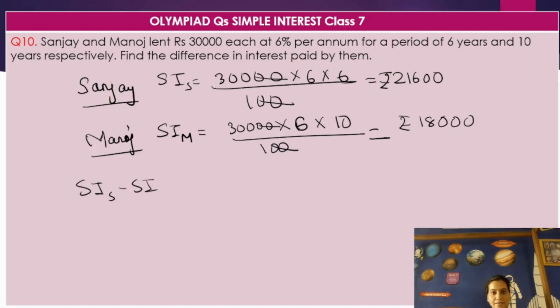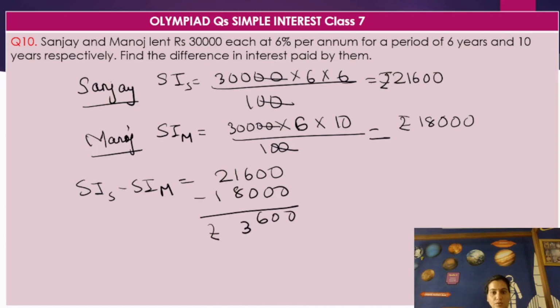SIS minus SIM, Sanjay is paying more interest. So, 21,600 minus 18,000. So, 600. 11 minus 8 is 3. So, the total difference is rupees 3,600.